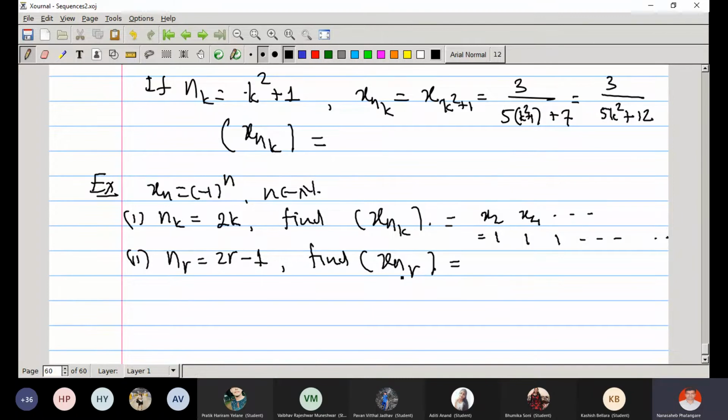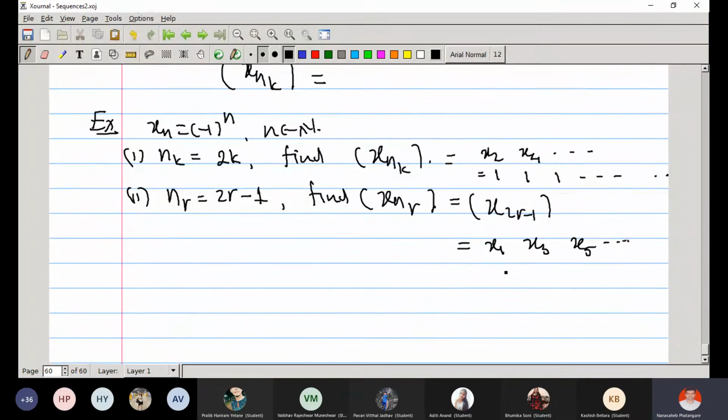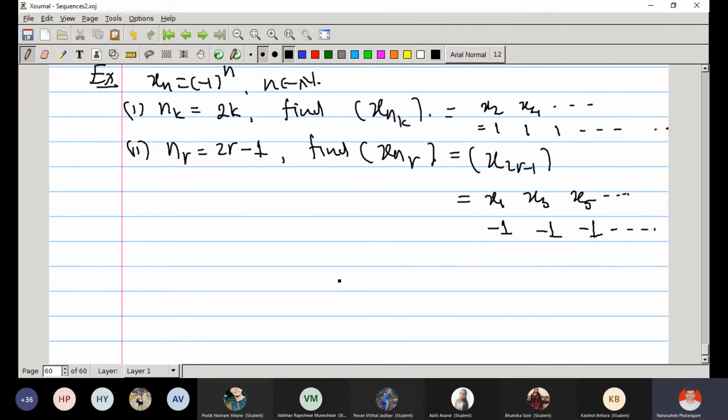And what is xnr? nr is 2r minus 1. It is odd. x2r minus 1, odd. And what are the terms? x1, x3, x5, and so on. And what are the corresponding terms? Minus 1, minus 1, minus 1, minus 1. Now, what is the important observation here?